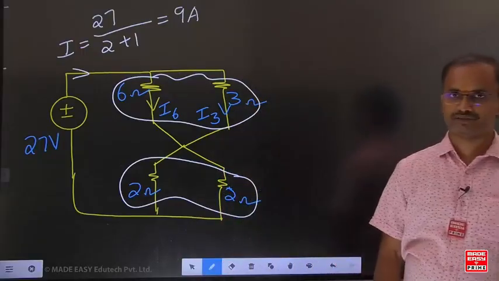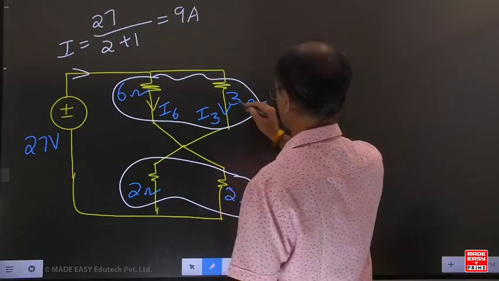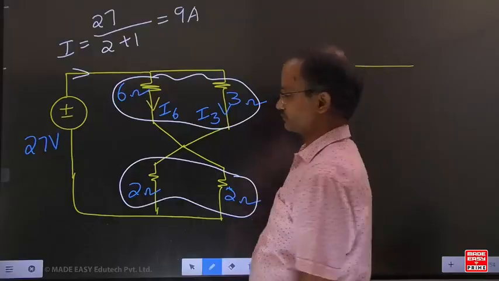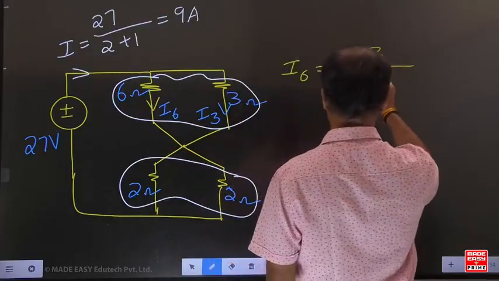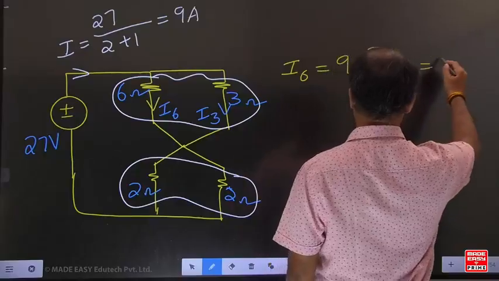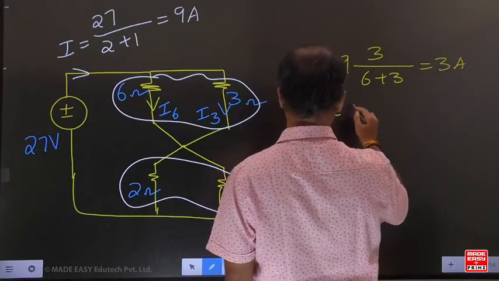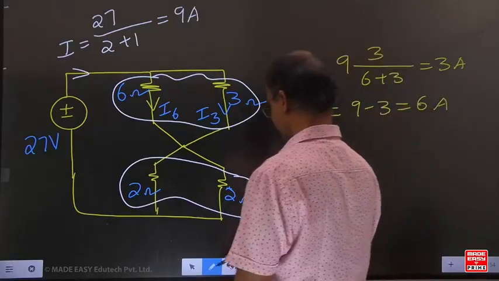To find the current of each branch, can you go for the current division technique? If you apply current division technique, look here: the total current for both branches is 9. The opposite resistor is 3. If you simplify, it comes to I3 = 3 amperes. Here it is 6 amperes.